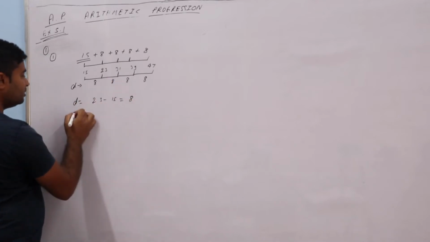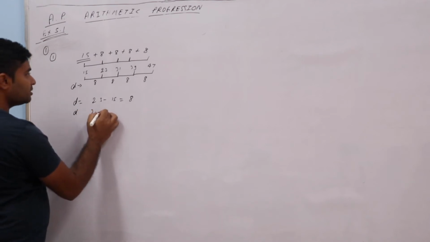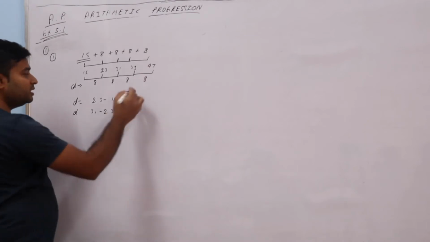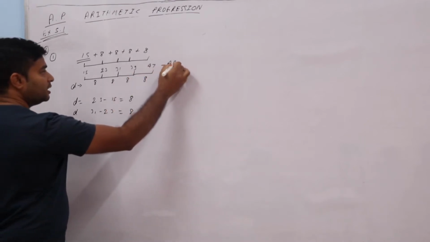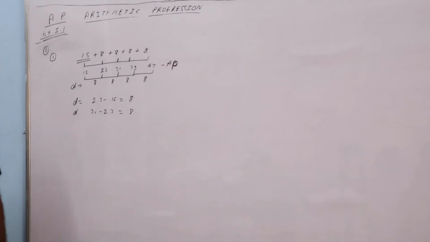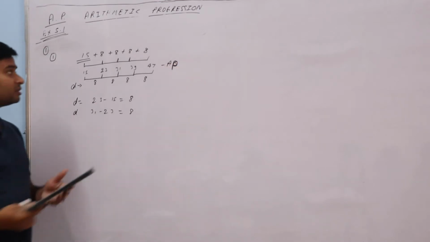If you find D here, 31 minus 23, again 8. Every time you will get the same. So this is in AP. Just a simple question.